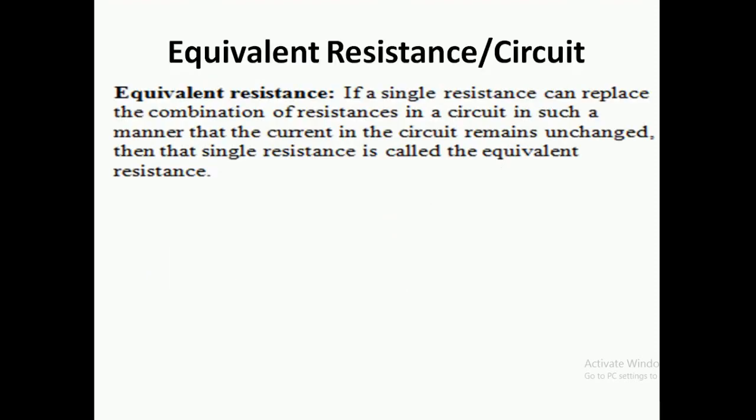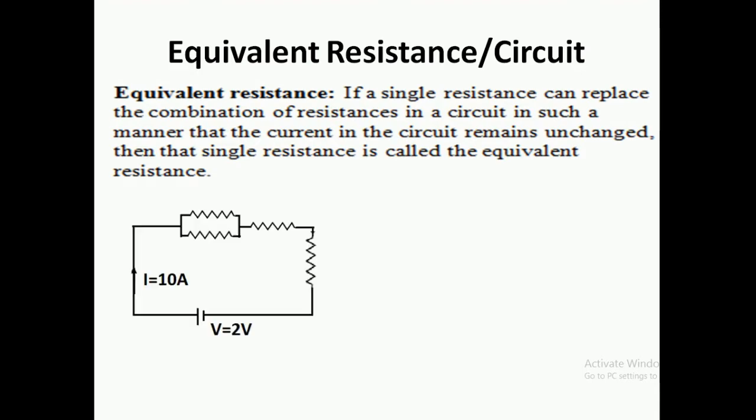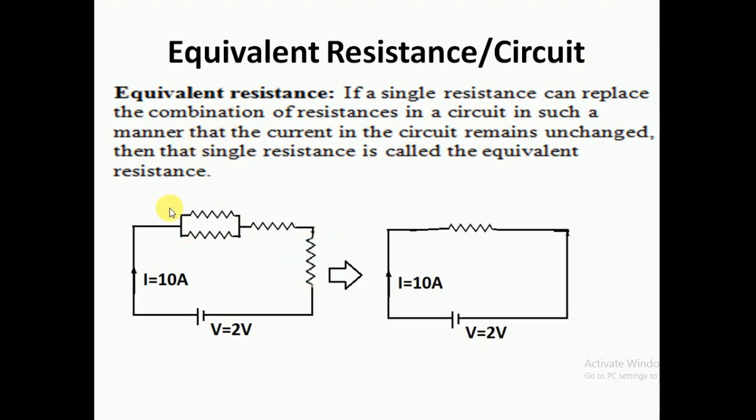Before we solve the problem, we should know what is equivalent circuit or equivalent resistance. Suppose you have a circuit with many resistors, and if you replace these many resistors with one resistor and the current and potential difference do not change, then these two circuits will be called equivalent circuits, and the single resistance that you have substituted will be called equivalent resistance.